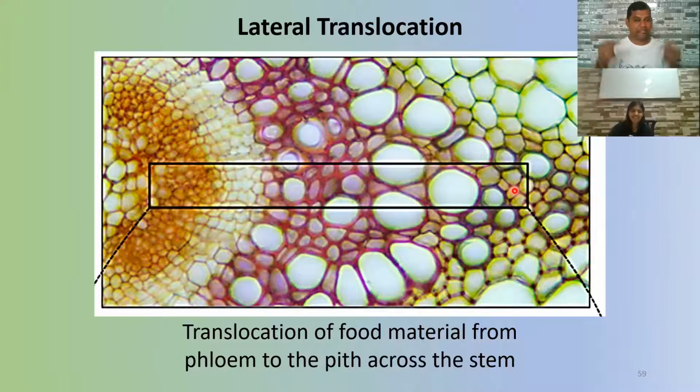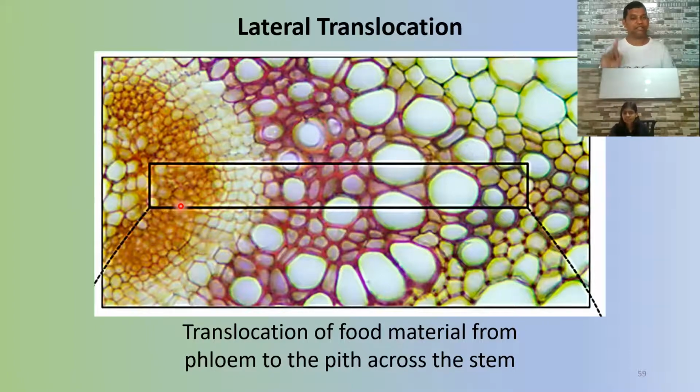Inside the stem there is lateral conduction going on. तो ये भी जरूरी है. Translocation of food material from the phloem to the pith across the stem. Phloem से लेकर सेंटर के pith तक. So lateral translocation भी दो तरह का है.